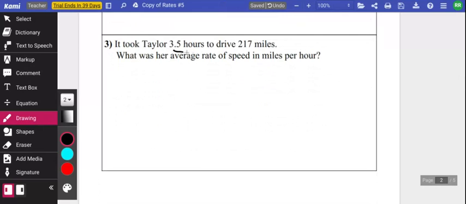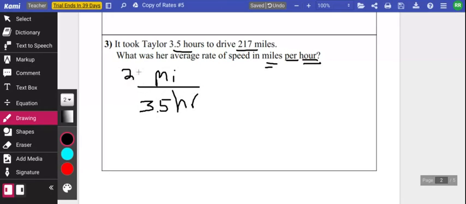Number 3, it took 3 hours for Taylor to drive 217 miles. And so you want her average rate of speed in miles per hour. Miles per hour. So put miles on top. Per, there's the horizontal fraction bar. After the word per is hours. And so you want the number of hours on bottom. Okay, so 217 miles per 3.5 hours.